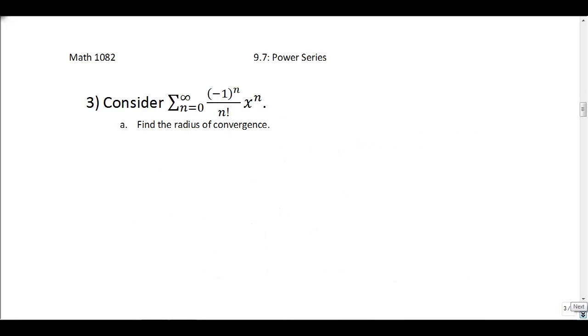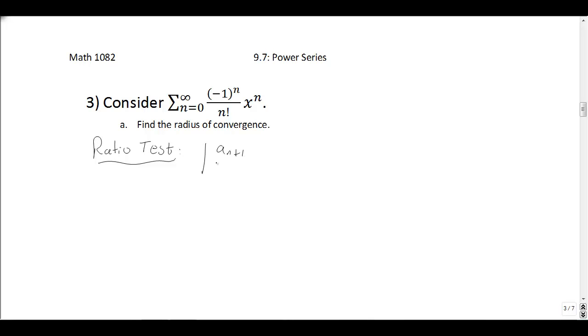Next one. All right, so we do summation n equals 0 to infinity, negative 1 to the n over n factorial times x to the n. So when I see factorials here, typically if these are going to work out nicely, it's going to be a ratio test. So the ratio test is probably the nicest thing to do with factorials. There's other things you can do, but this is generally what we should expect.